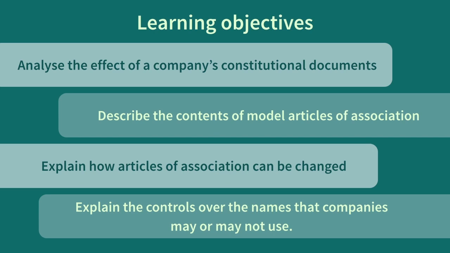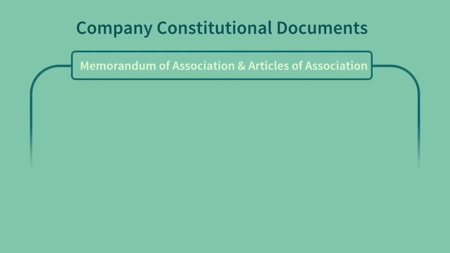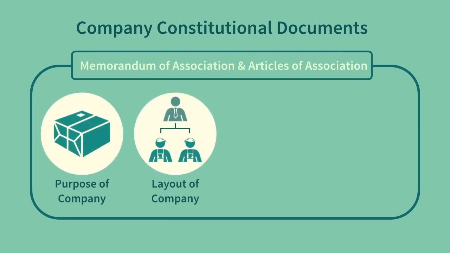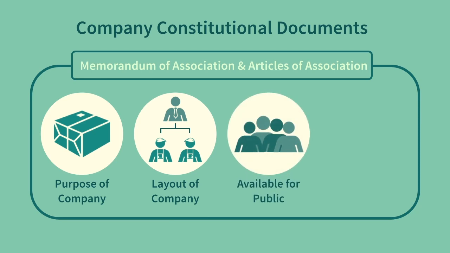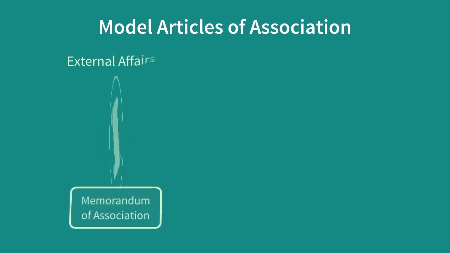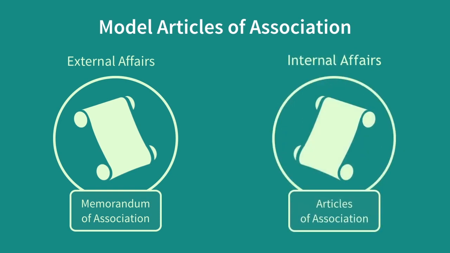In the previous presentation, we dealt with the documents required before a company can be incorporated. The core documents are the Memorandum of Association and Articles of Association, with both essentially being documents explaining the purpose and layout of the company to the public at large. They are made public in the aim of attracting maximum investors and for ensuring that no illegality is taking place by the company. As already stated, the Memorandum of Association relates to the external affairs of the company, whereas the Articles of Association relates to the internal affairs of the company.